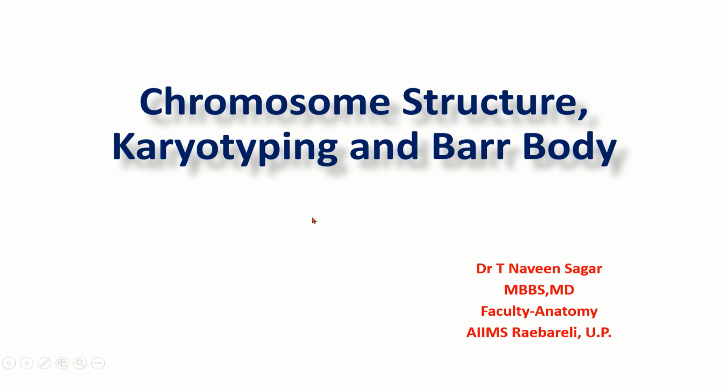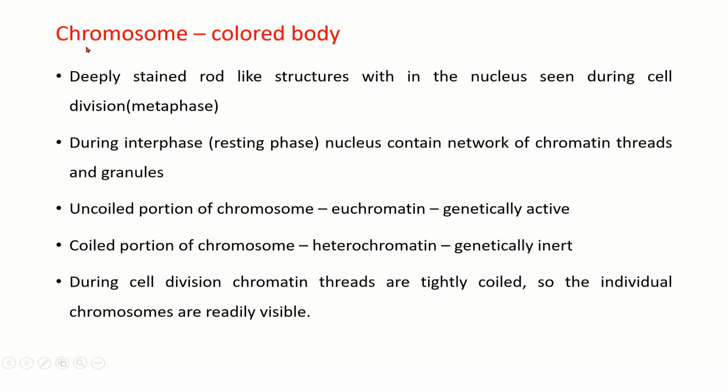So in this session, we'll go through the chromosome structure, karyotyping and Barr body. You can see here, chromosome means colored body. These are deeply stained rod-like structures within the nucleus, seen during cell division, especially the metaphase.